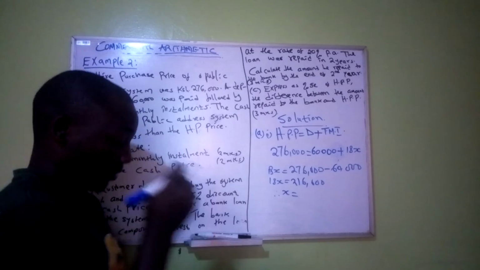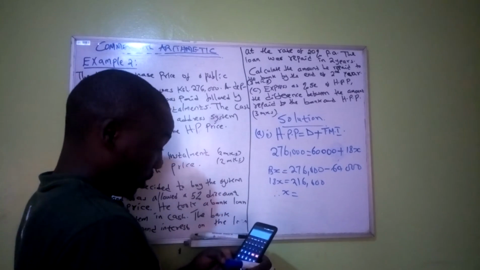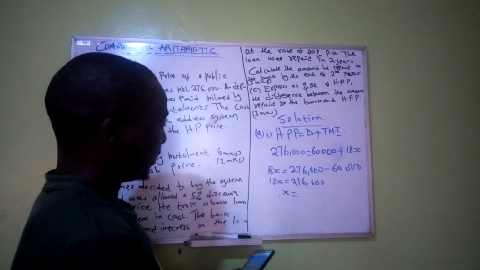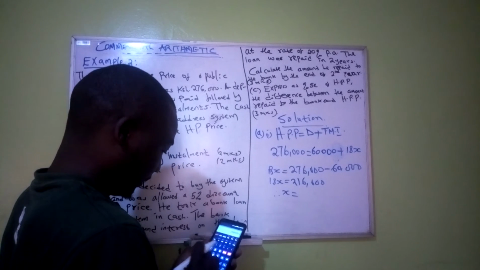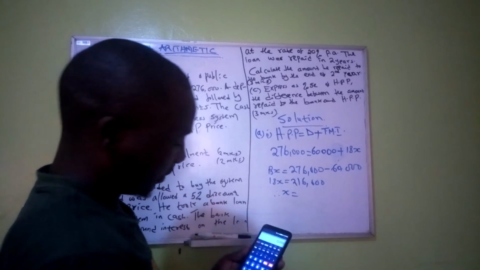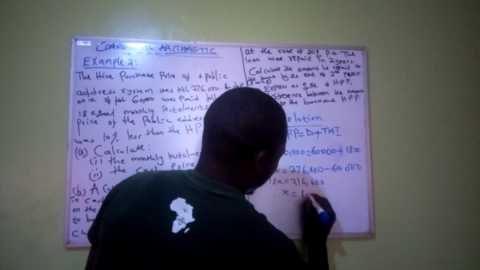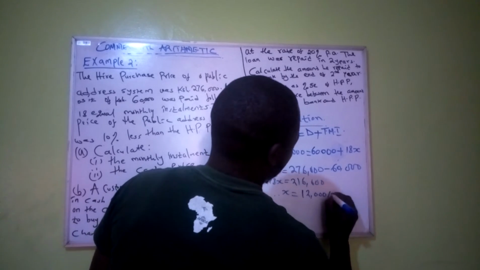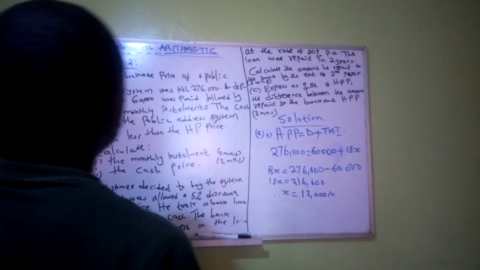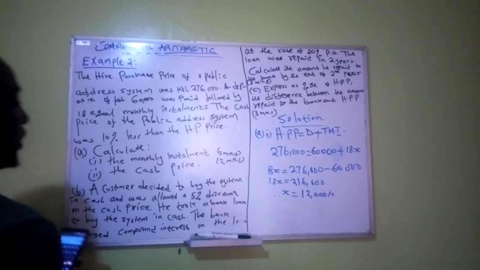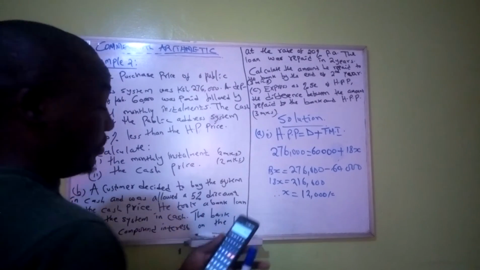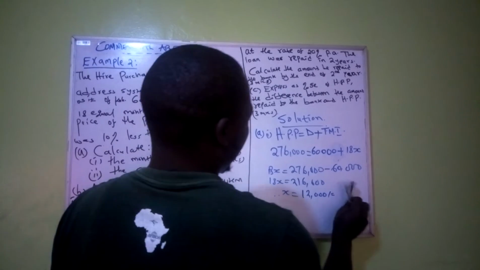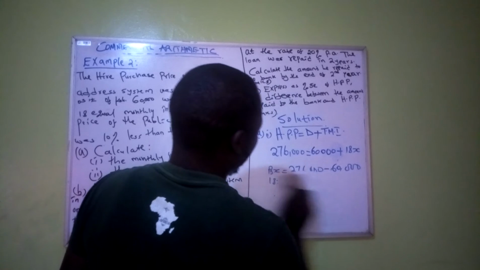Using the scientific calculator, 216,000 divided by 18. The answer is 12,000. X will be 12,000 Kenya shillings. This is what we call the monthly installment. You got the monthly installment. Now let's go to part 2 of A.